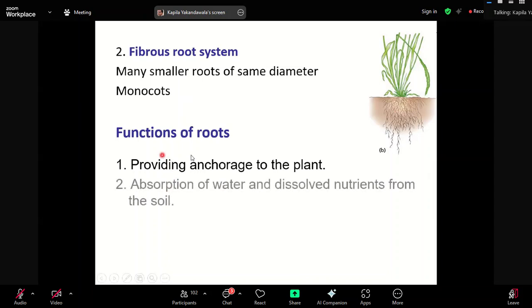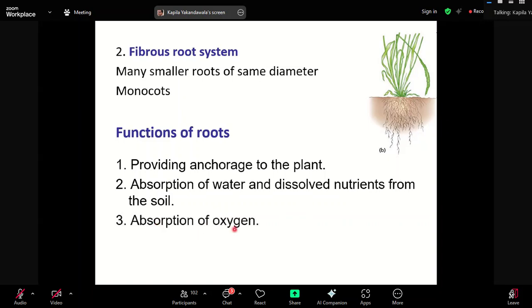If you look at the functions of roots, they provide anchorage to the plant, to fix the plant to the soil, it is important. Then absorption of water and nutrients from the soil. When we apply nutrients, fertilizers to the soil, first fertilizers should dissolve in water. Then that form can be absorbed through roots.